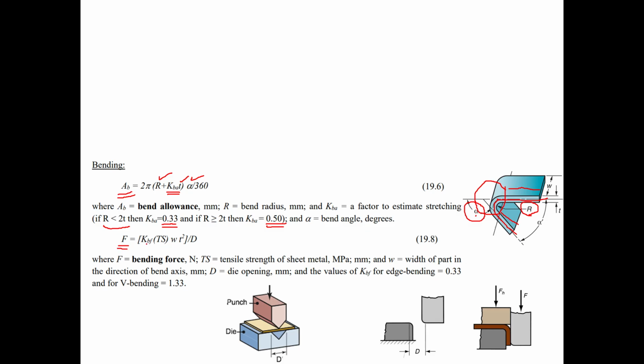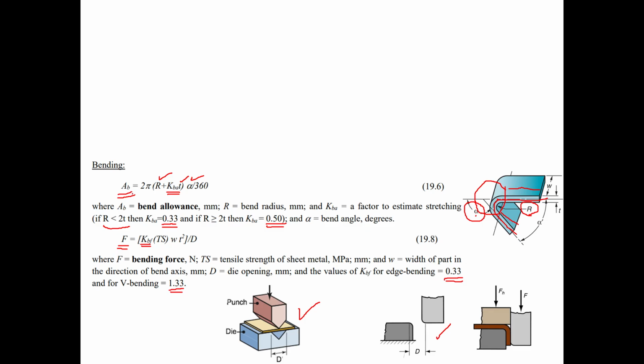Well, in this equation, we've got KBF, the bending force coefficient, whose value depends on the type of the bending die we are using. For V bending dies, this one, the value of KBF is 1.33, and for edge bending die, this one, the value of KBF is 0.33.